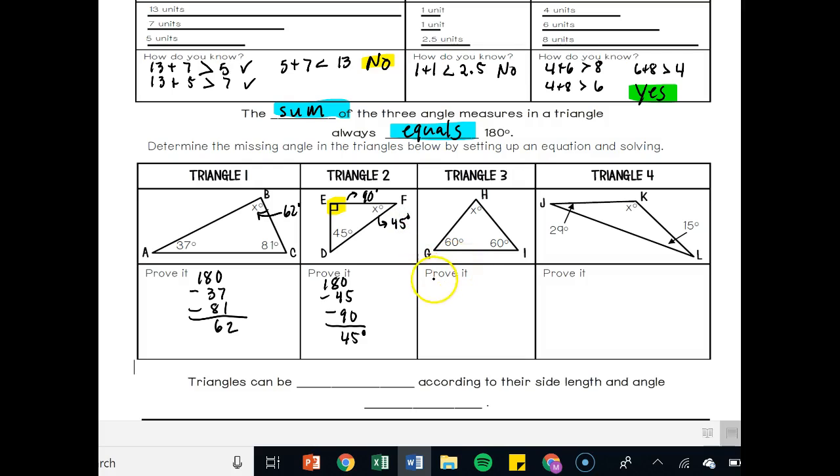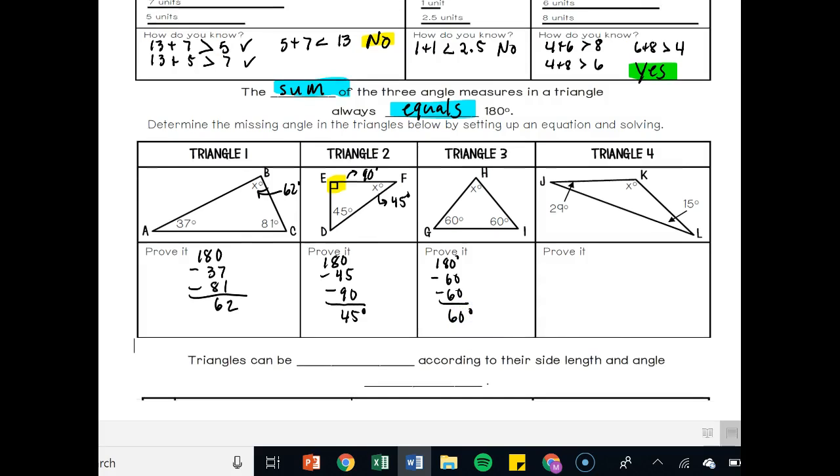In triangle number 3, again, they give you two angles. So you say 180 minus 60 minus 60. Doing that subtraction gives you 60 degrees left over. All right, I'm going to have you do triangle 4 in Edpuzzle.